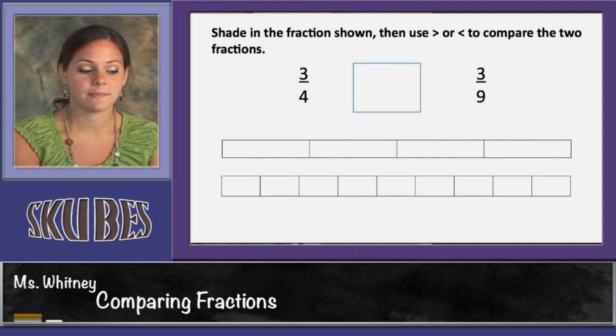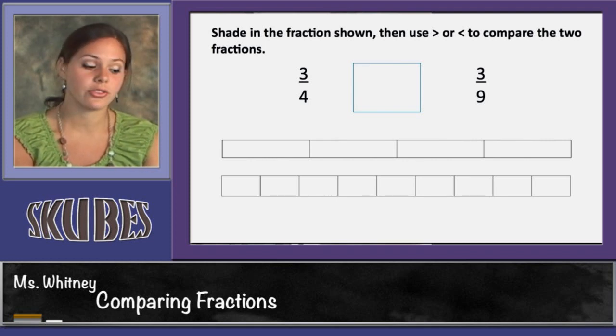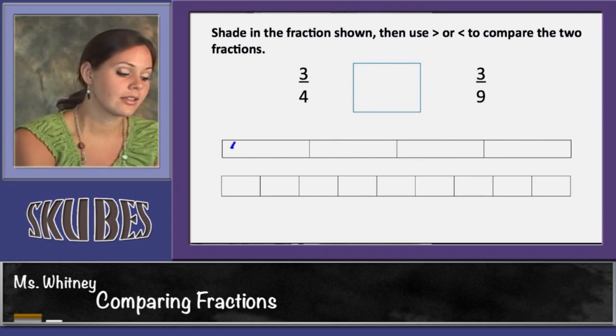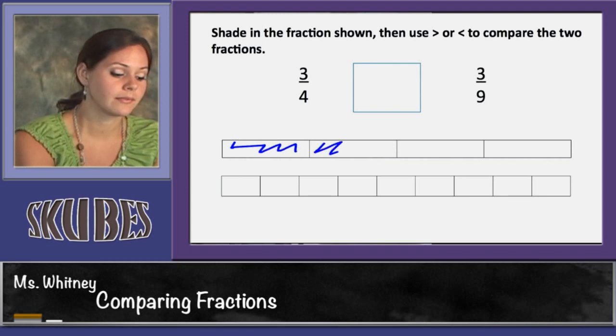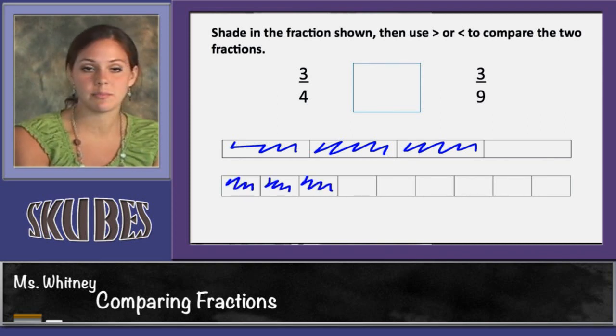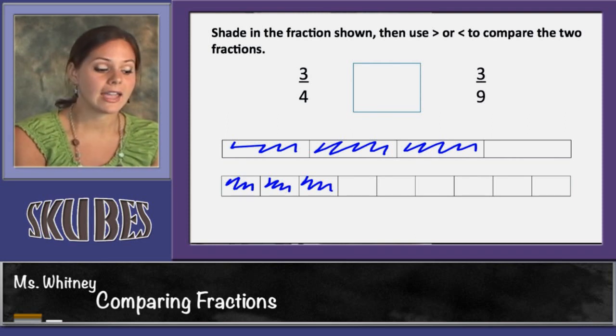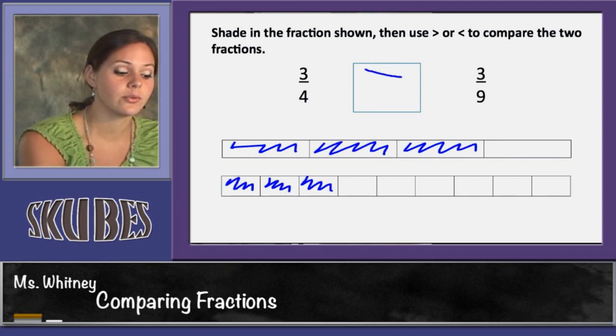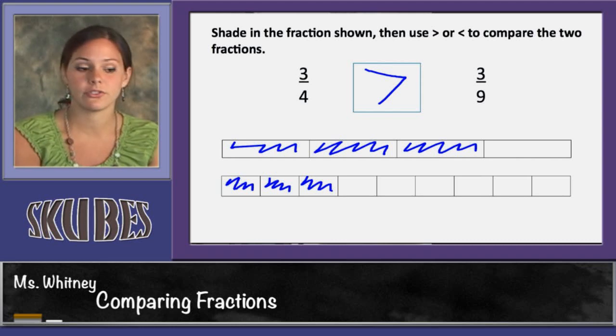Let's look at the next one. I have 3/4 and 3/9. 3 out of my 4 parts are shaded, and 3 out of my 9 parts are shaded. I can see from my picture that 3/4 is greater than 3/9.